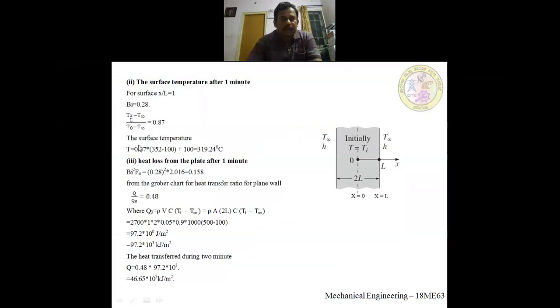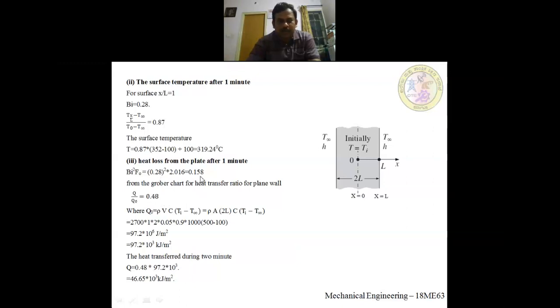You know how to calculate the surface temperature. Okay, it will be 319.24 degrees Celsius. Next, heat loss from the plate after 1 minute. Again, Bi square into Fourier number, you are going to get 0.158 from the Grober chart. Okay, Q by Q naught you are going to get 0.48. Okay, that is 0.28 and 0.158.